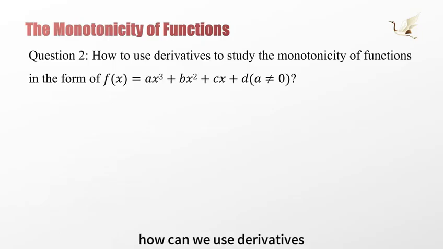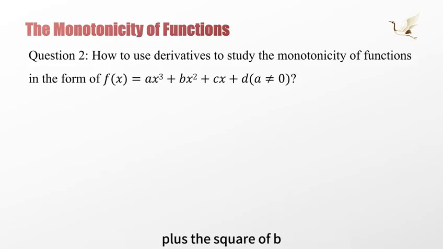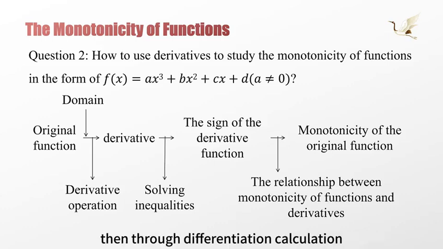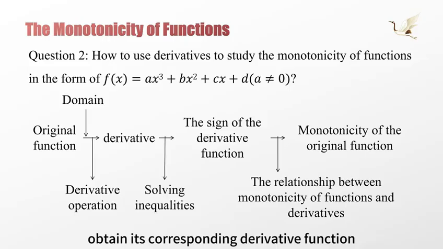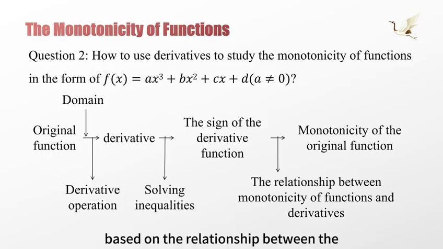Please think about it. How can we use derivatives to study the monotonicity of functions where f(x) equals ax cubed plus bx squared plus cx plus d, where a is not equal to 0? Let's first clarify our approach. To use derivatives to study the monotonicity of functions, firstly, we need to clarify the domain of the original function. Then, through differentiation, obtain its corresponding derivative function, then use inequality solving to determine the sign of the derivative function. Thus, the monotonicity of the original function can be determined based on the relationship between the monotonicity of the function and its derivative.